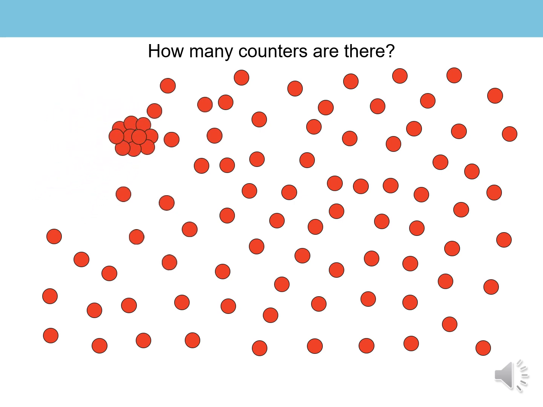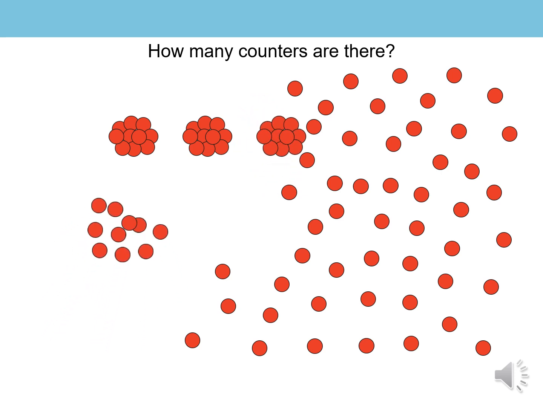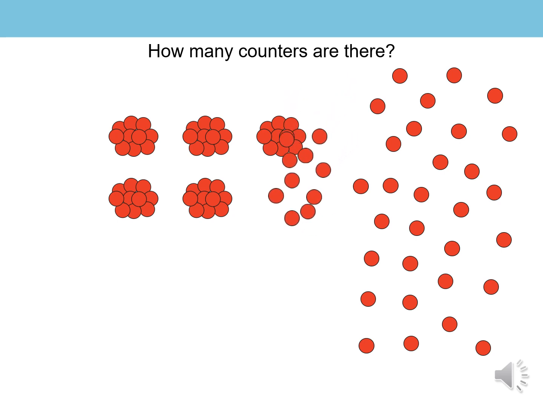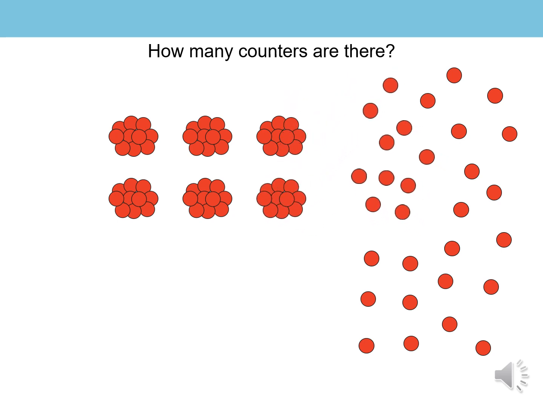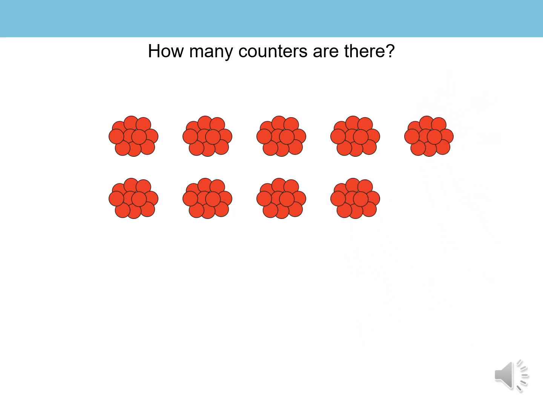1 group of 10, 2 groups of 10, 3 groups of 10, 4 groups of 10, 5 groups of 10, 6 groups of 10, 7 groups of 10, 8 groups of 10, 9 groups of 10. I have 9 groups of 10. But how many counters is that in total? Let's count them in tens now. 10, 20, 30, 40, 50, 60, 70, 80, 90. 9 groups of 10 is 90.